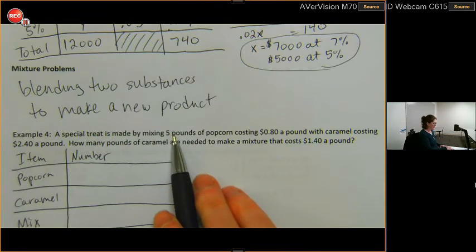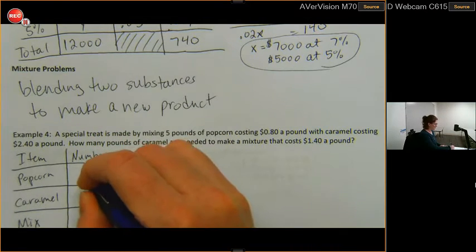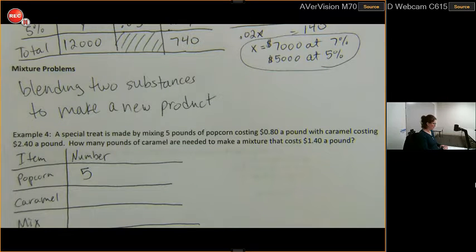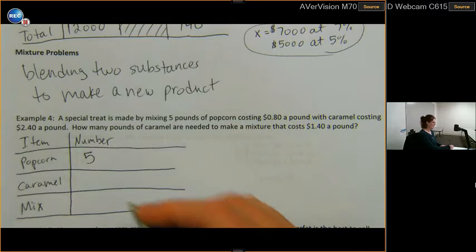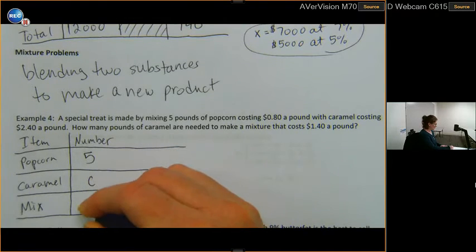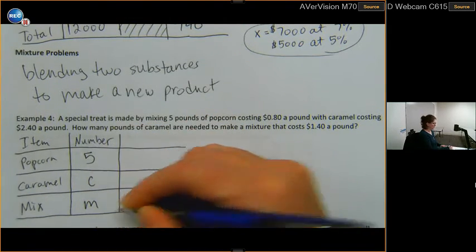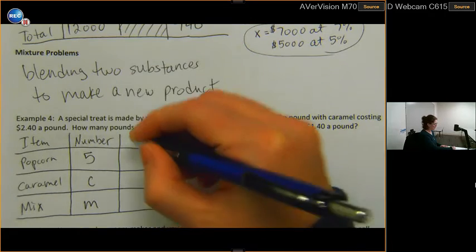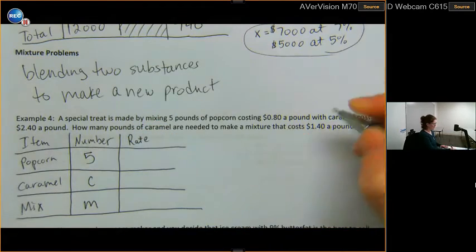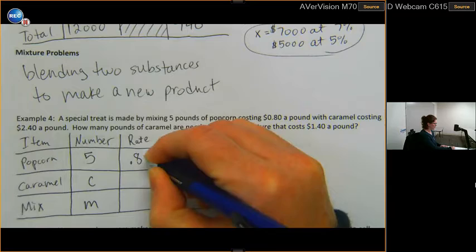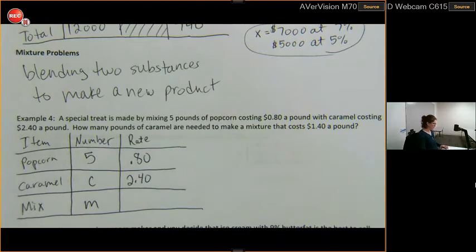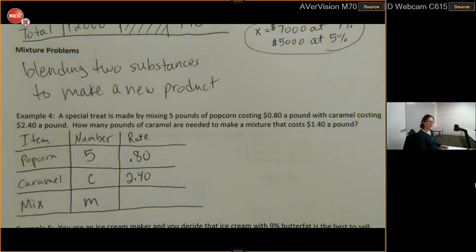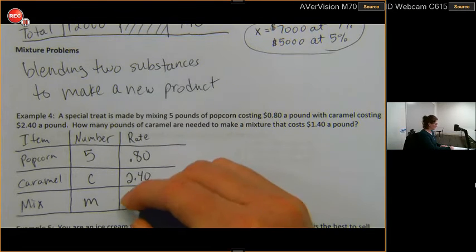We are told we have 5 pounds of popcorn. We are mixing with caramel to create a mixture, but we don't know how much caramel, therefore we don't know how much mixture. So I'm going to represent those two with variables. The rate for the popcorn is 80 cents a pound. The rate for the caramel is $2.40, and we want the mixture to cost $1.40.